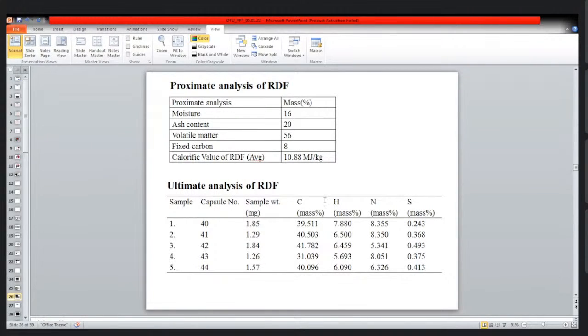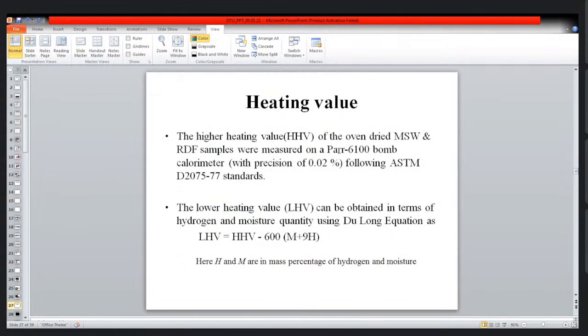The ultimate analysis of carbon, hydrogen, nitrogen, and sulfur is carried out for different samples. Heating values are obtained using different tests, and the bomb calorimeter is used. The low heating value is used basically for calculating the thermal conversion efficiency. It can be derived from the higher heating value in terms of the moisture and the hydrogen component.